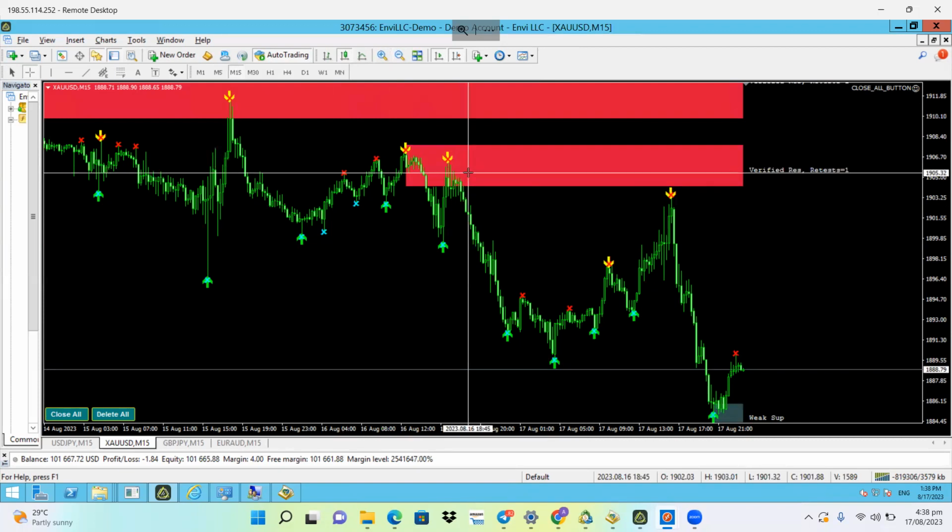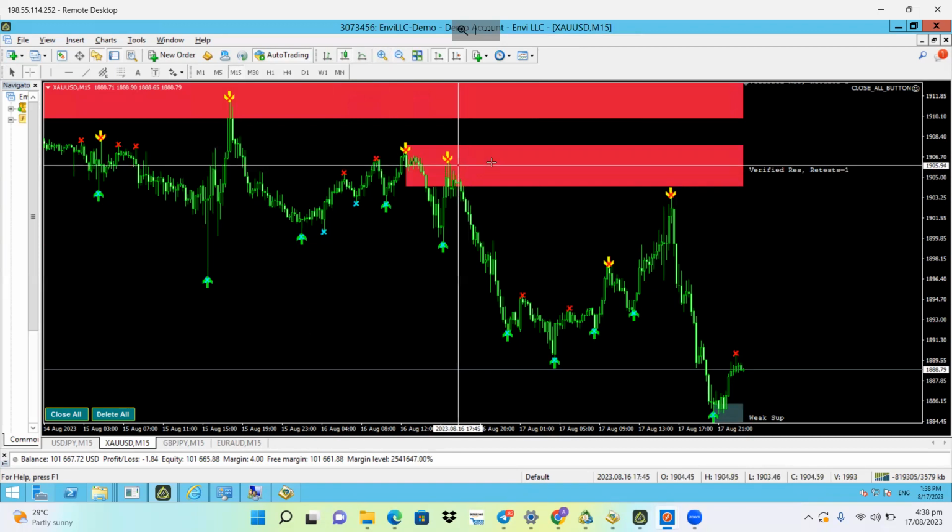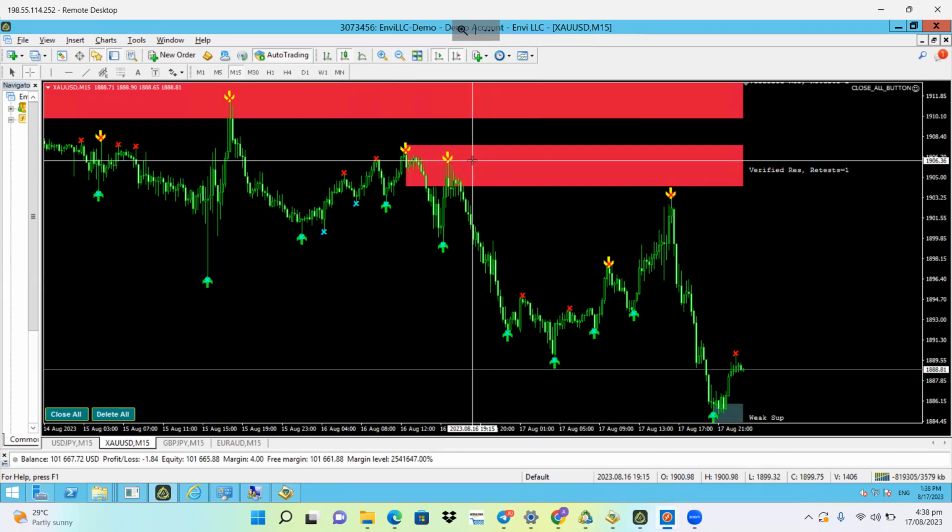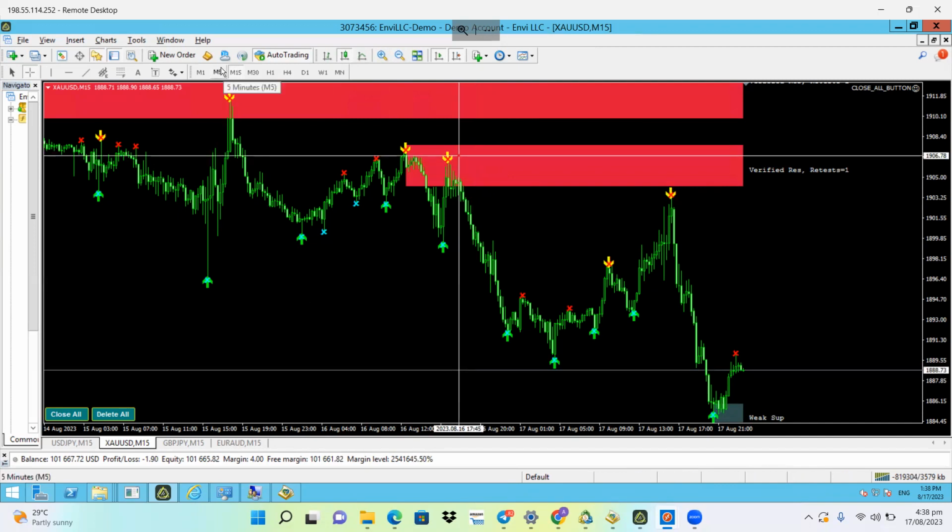So what do I want to do? Gold is in a downtrend. The indicator is showing me verified resistance. I want to wait for the market to hit my verified resistance zones so I can catch big moves. Okay, even on the smaller time frames now. Let's go to the smaller time frame.